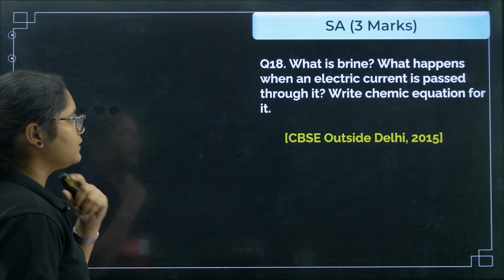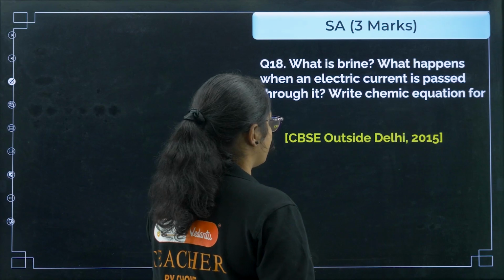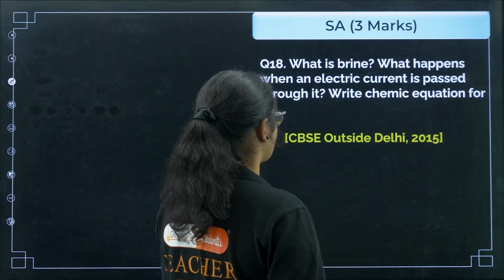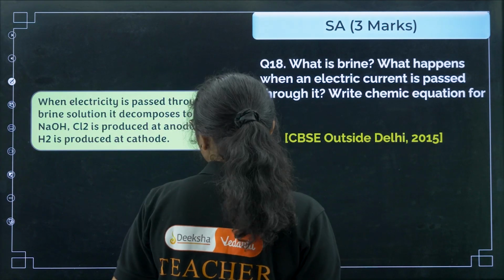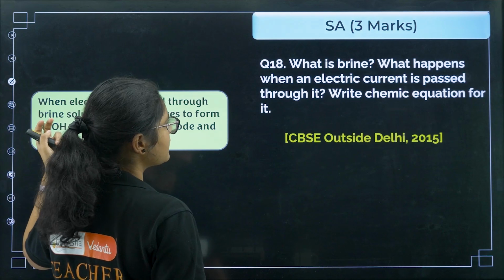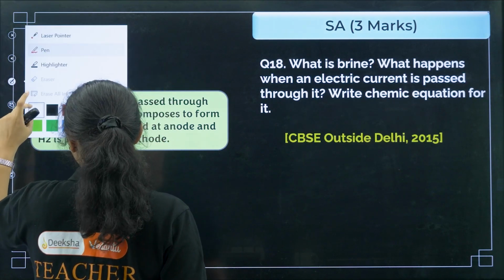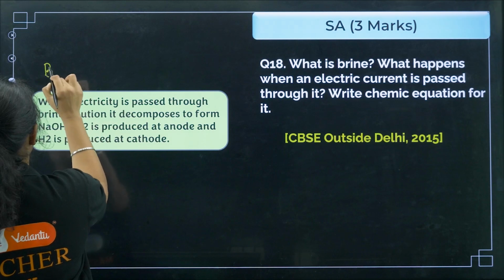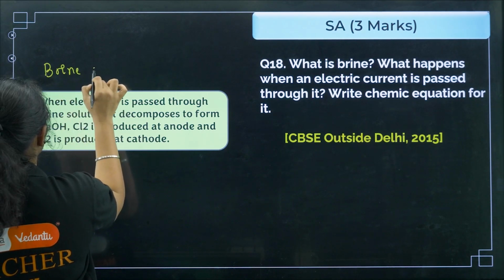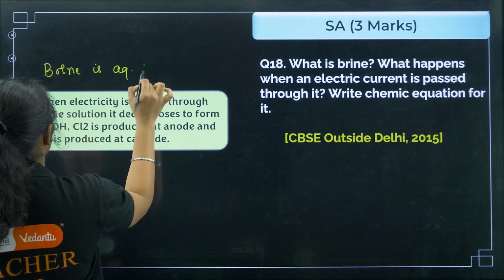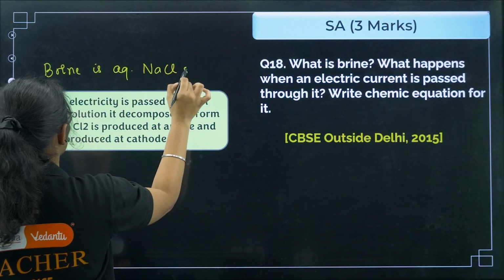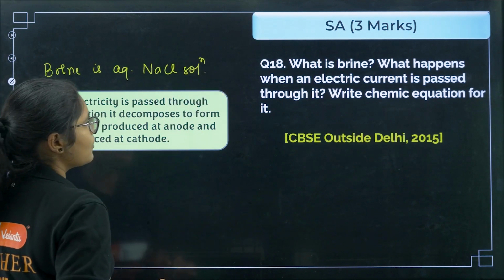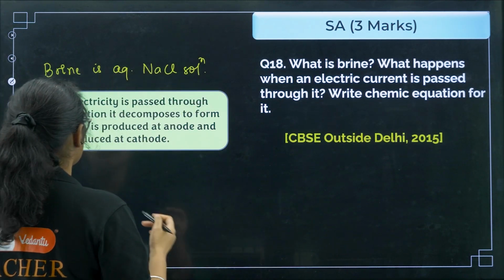Next question number 18, what is brine? What happens when an electric current is passed through it? Write the chemical equation for it. So first of all, we will write what is brine. Brine is aqueous NaCl solution.